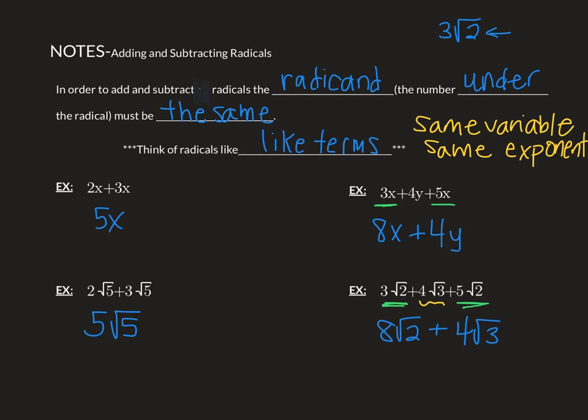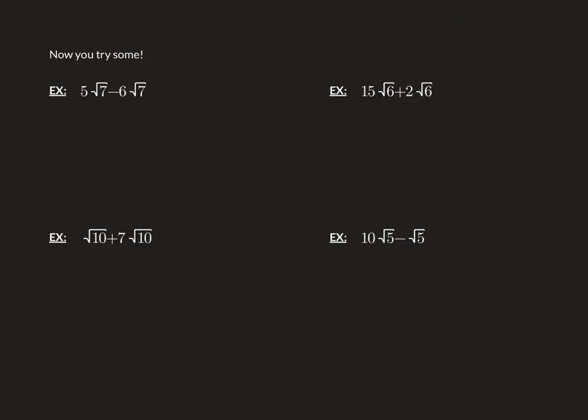Okay, pause the video at this point and it's your turn to try some. Hopefully you've had a chance to look through these problems and try a couple. Now, if you're stuck on these, substitute variables in. If you feel more comfortable with variables, plug the variables in. So maybe instead of this first one saying 5 root 7 minus 6 root 7, it says 5x minus 6x. What would you do if you were to subtract those? Well, they are like terms, so when I subtract them, 5 minus 6 is negative 1. Root 7 is all that's left.